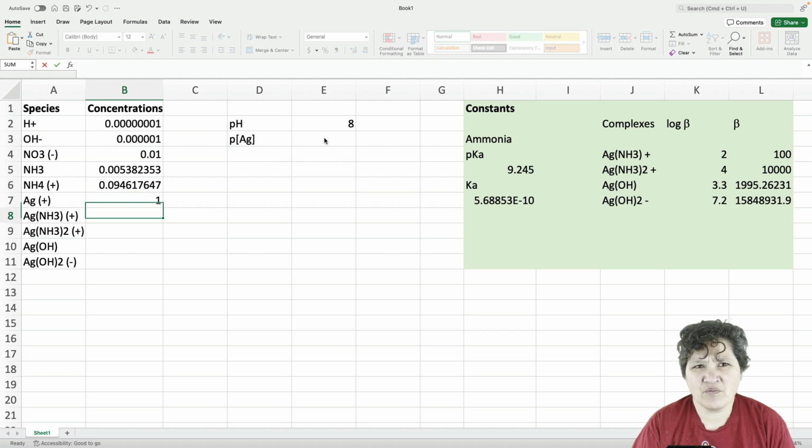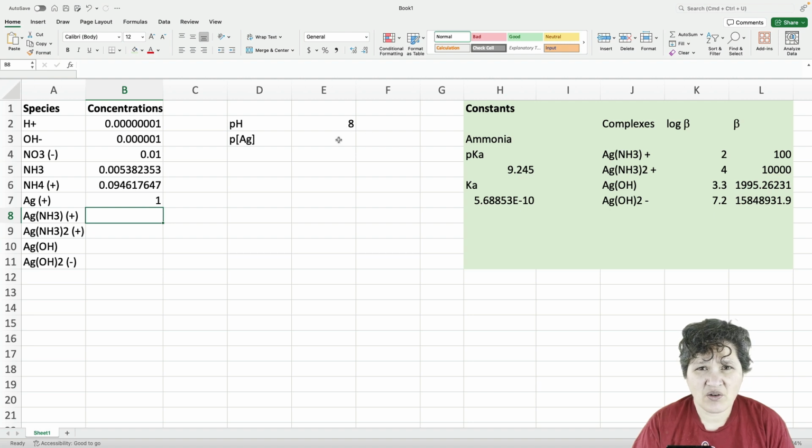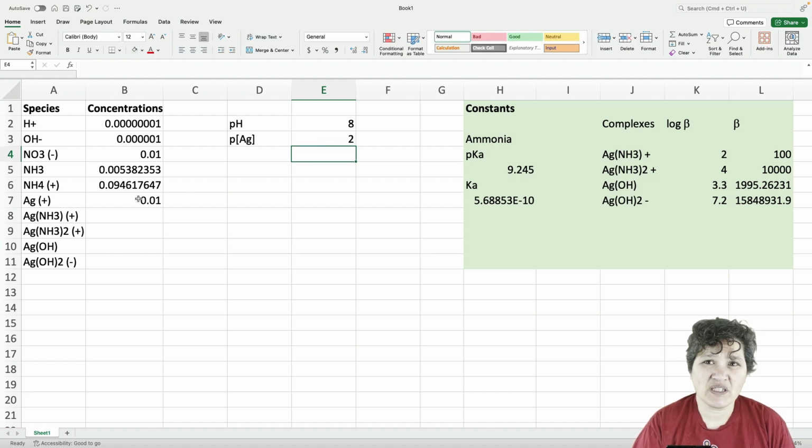Of course, we didn't put a value in for pAg, so right now Excel thinks our silver concentration is 10 to the 0, or 1 molar, which is way too big. I'm going to put 2 in pAg for now, and the reason I picked that number is that it gives us a starting concentration of 0.01, which is our total concentration of silver. Obviously, this number is going to change after our silver complexes form. Our concentration of free silver will go down.